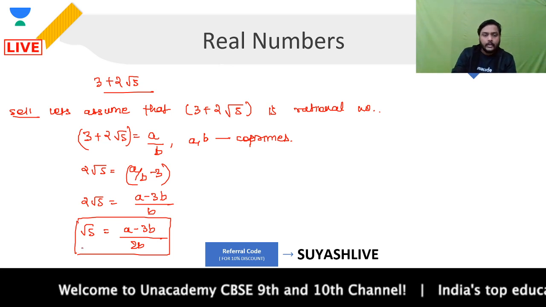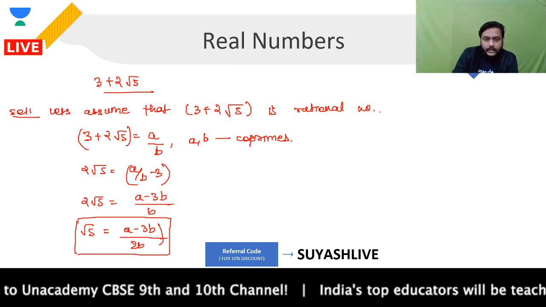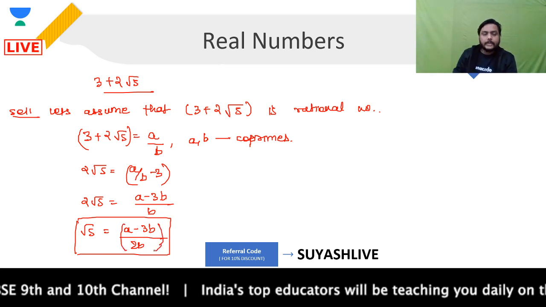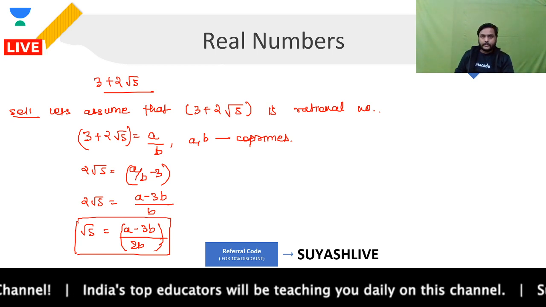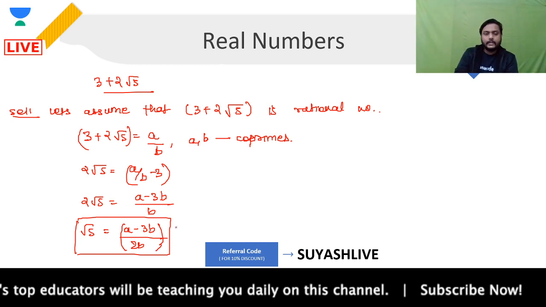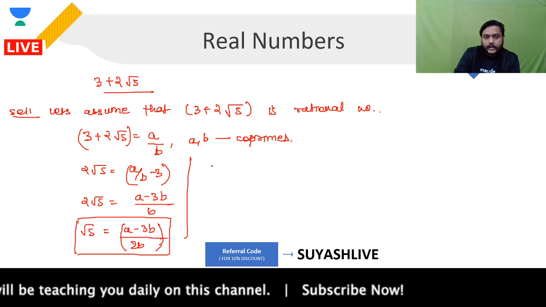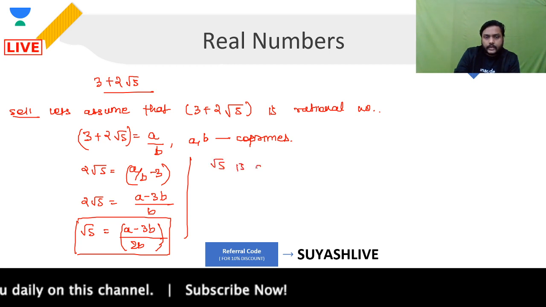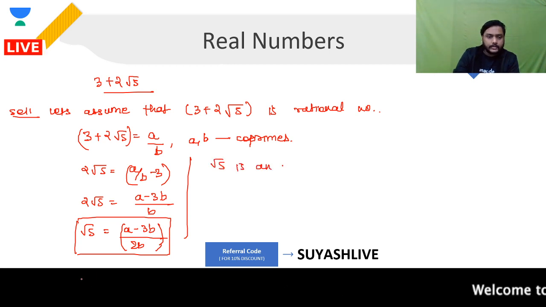Now what will you do? When root 5 is this, again the same story, guys. (a minus 3b) upon 2b is rational, and root 5 is irrational. So it clearly implies that root 5 is a rational number.